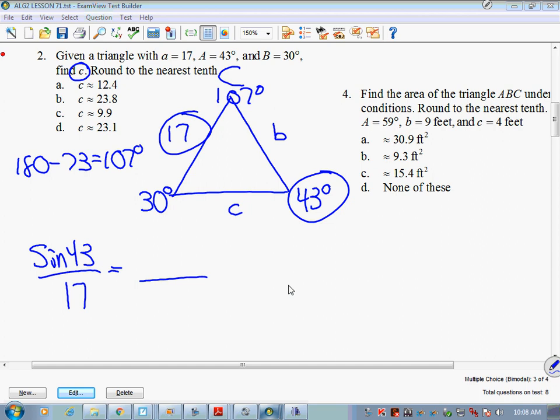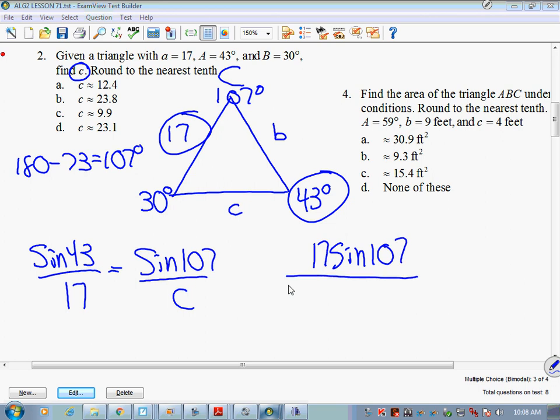Now I want what I'm looking for. I'm looking for side C. Where am I going to put little c? Bottom right. Which means what am I going to put on top right? Sine 107. At this point we should start seeing how this is going to work out. I'm going to end up multiplying 17 times sine 107 divided by sine 43. So I should be able to write 17 sine 107 divided by sine 43.